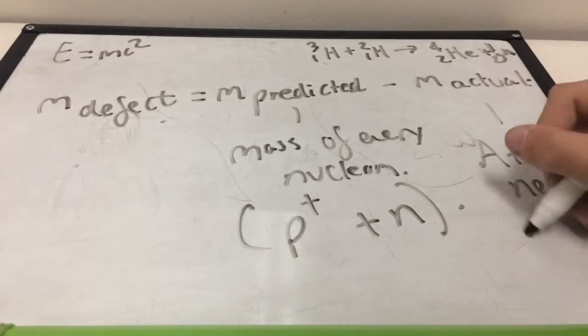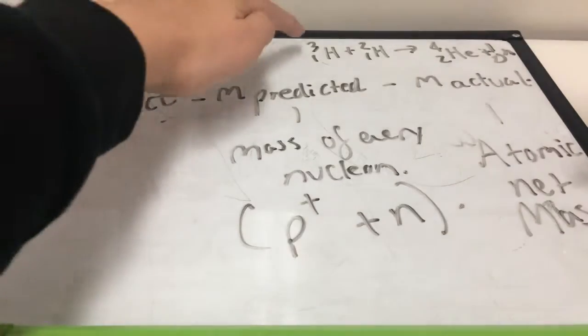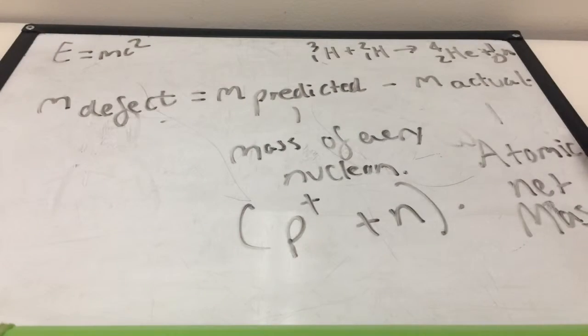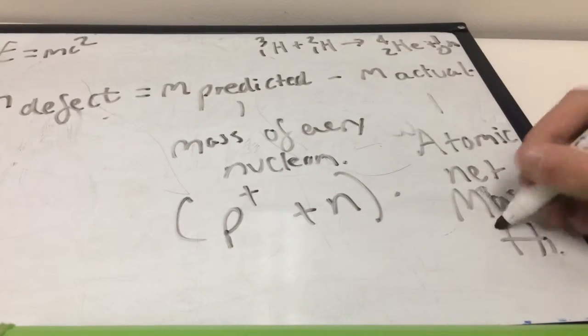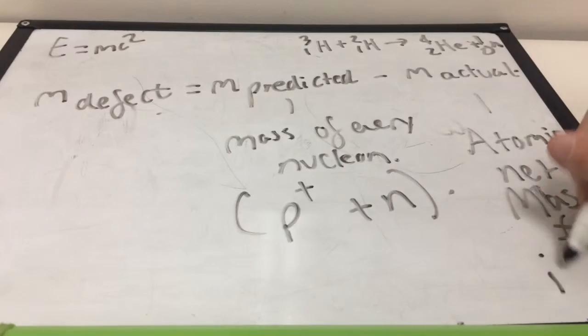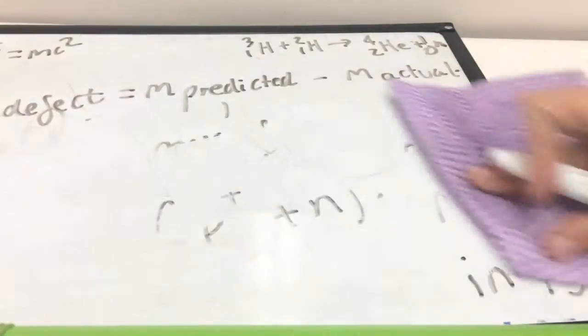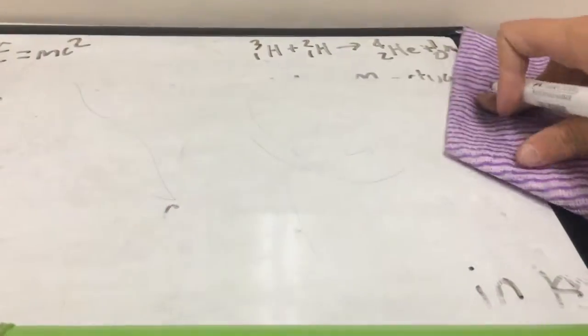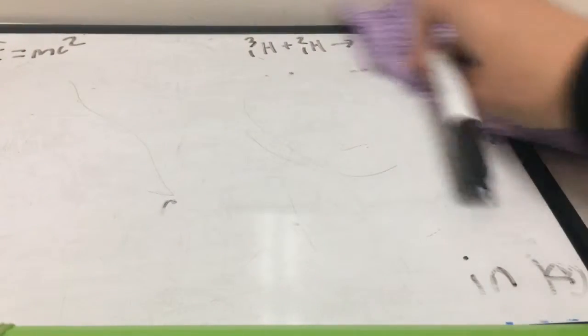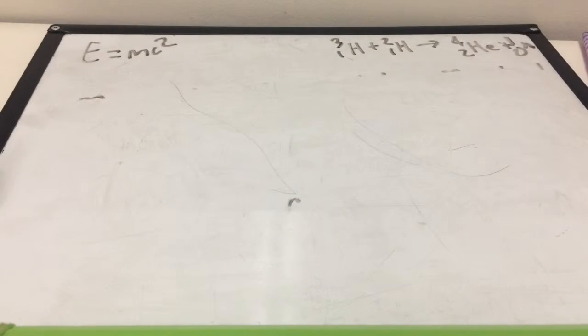Every proton and neutron. And the actual mass is the atomic net mass number. So basically these two numbers at the top, they're both the atomic masses, net mass number in kilograms. Everything mass related has to be in kilograms for this to work. If not, it will not work. As simple as that. Okay, so now we can actually start calculating. So we know the mass defect. So we know that we need to calculate the predicted mass first, right? So we're going to calculate the predicted mass.